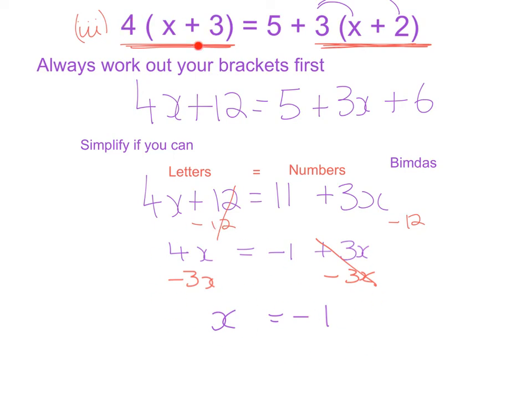So remember, 4 bracket x plus 3 means 4 multiplied by x, 4 multiplied by 3, equals 5, so that's on its own, plus, and then you've got this multiplication here. 3 times x is 3x, and 3 times 2 is 6. And you can use box multiplication to do this as well.